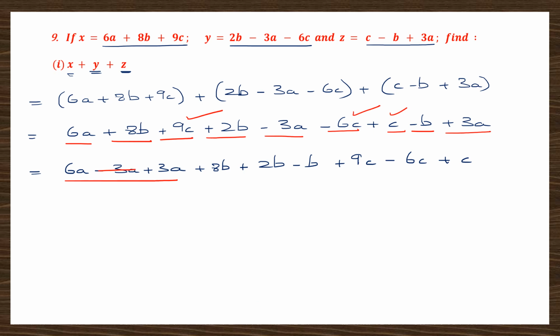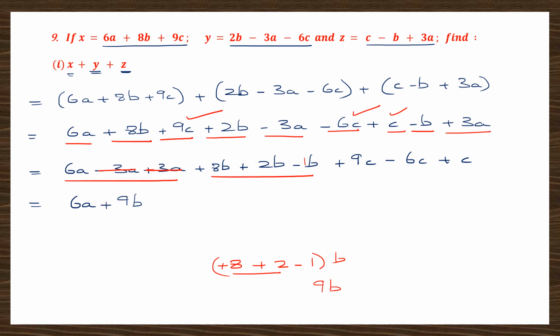So this gets cancelled. So what do we have? Only 6a here. Now let's go to the b's. Let's take only the numbers. So that will be 8 plus 2 minus 1. Add up the numbers with a plus sign. 8 plus 2 is 10. 10 minus 1 is 9. So that is plus 9b.